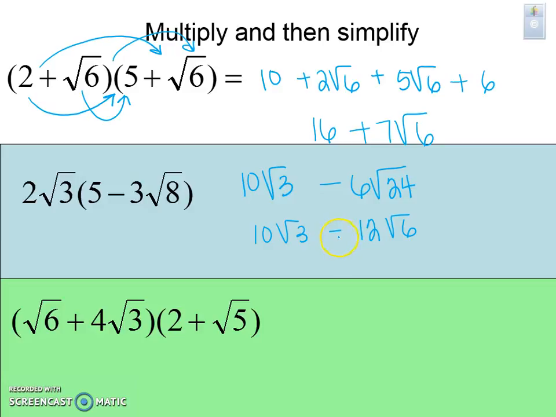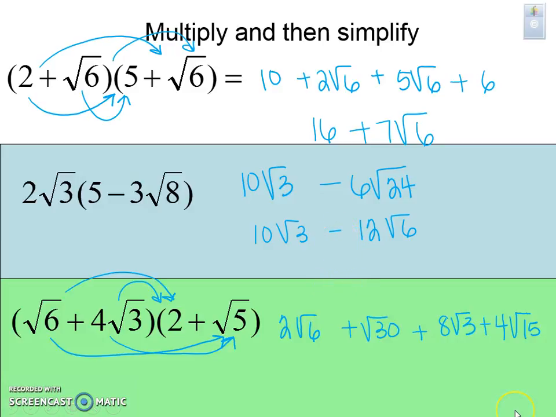I'm going to give you all a second to work this last problem, and then we will check. Okay, so notice as you FOIL, we get 2 square root of 6 with the first terms, the square root of 30 with the outside terms, 8 square root of 3 with your inside terms, and 4 square root of 15 with your last terms. We double check those, see if any of the radicals can break down. In this case they don't, and in this case there are actually not any that are the same, so we have to leave all 4 of those as separate terms.